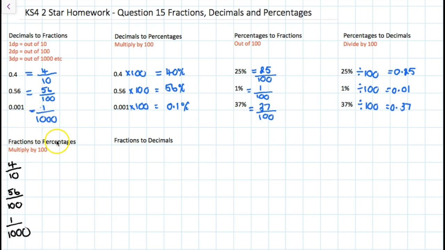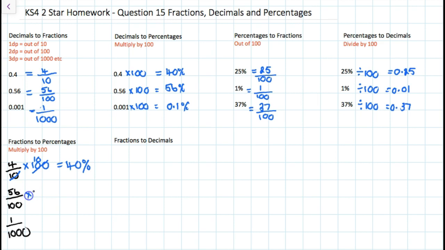Going on to fractions to percentages, we multiply each of them by 100. So really similar to decimals to percentages, fractions to percentages, we multiply by 100 as well. So if I multiply this by 100, we can do something here where we are cross multiplying, so we're going to be dividing that through. This line means divided by 10. We can say that 10 goes into 100 10 times, leaving us with 4 times 10 is equal to 40%.